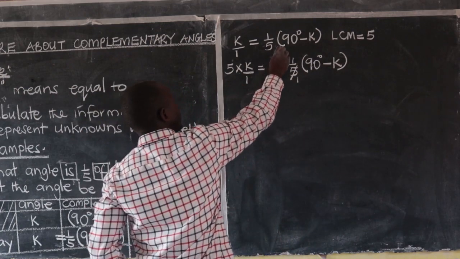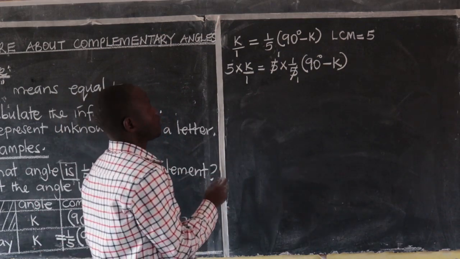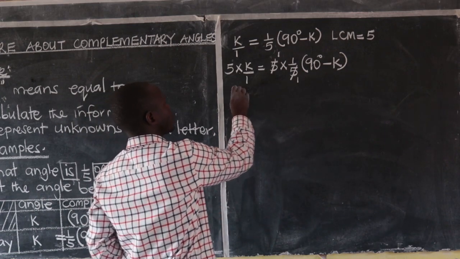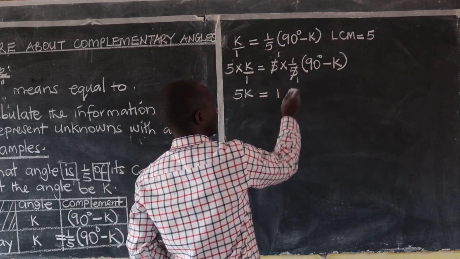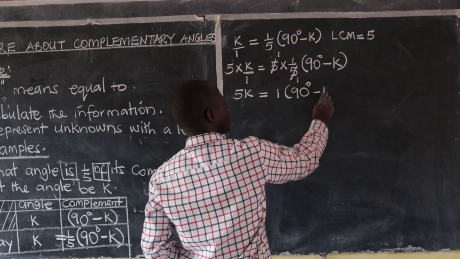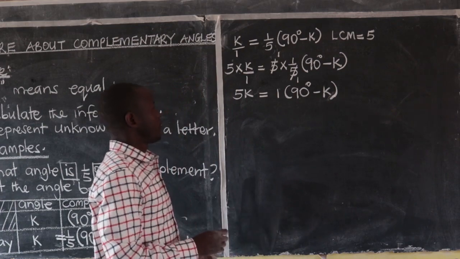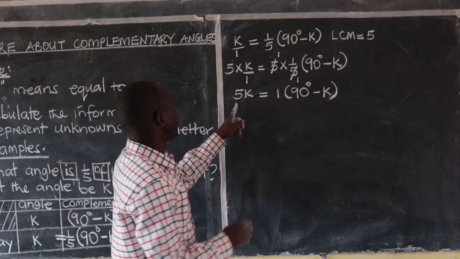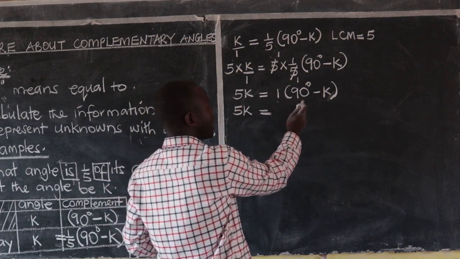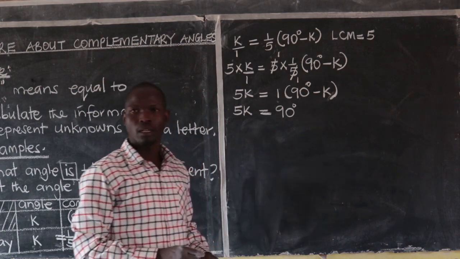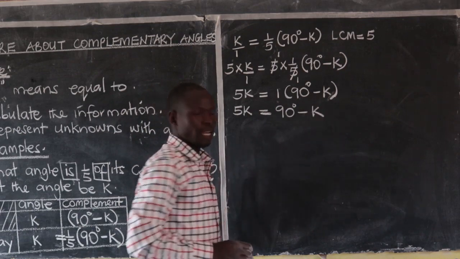Division by cancellation. I expect you to divide 5 by 5, 1. Again, also 5 by 5 is 1. This will give us the next step as 5K is equal to 1 times 1, which gives you 1, into brackets 90 degrees minus K. So this is the same as 5K is equal to 1 times 90 degrees, which gives you 90 degrees. And then 1 times minus K will give you minus K.